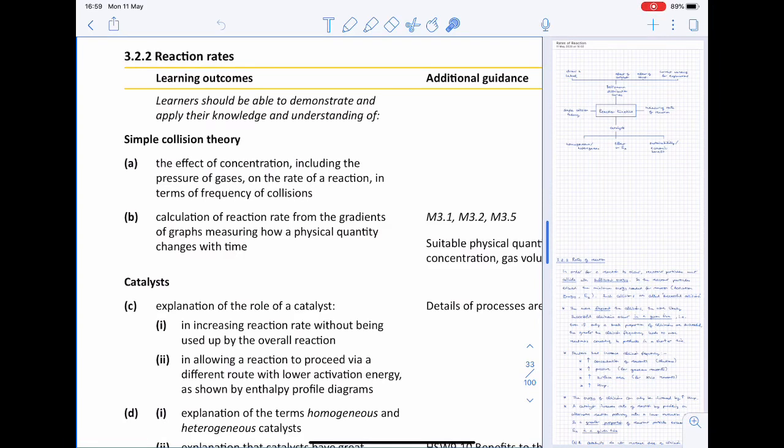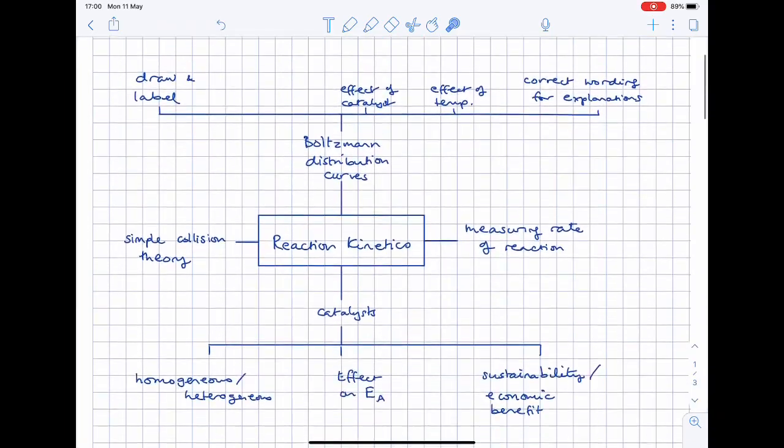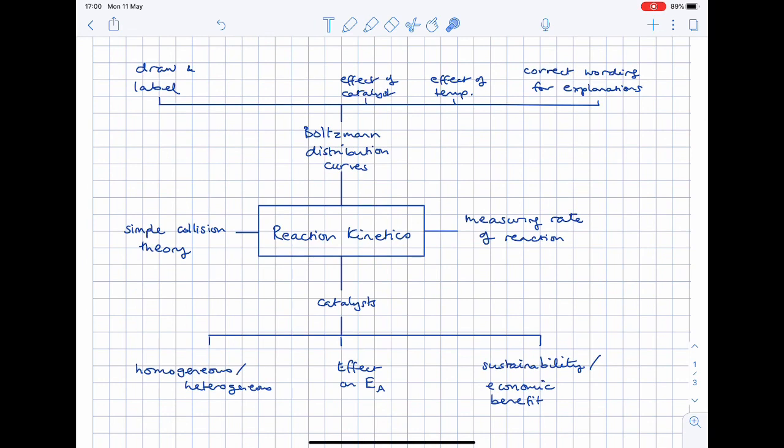In this video, we're going to look at the reaction rate part of the first year syllabus, which is also called rates of reaction and sometimes called reaction kinetics. So in this topic, we're going to look at, first of all, some revision topics, which are collision theory and how to measure rate of reaction. And then we're going to look at Boltzmann distribution curves, which you would not have met at GCSE. And then finally, we're going to focus on one of the factors that affect rate of reaction, which is catalysts.